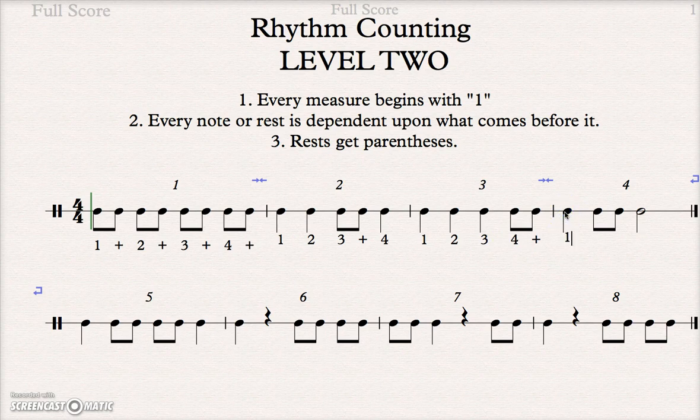Rule number 1 begins with 1. This is a quarter note. We get to go on to beat 2. This is an eighth note. We can't go on to beat 3 yet. So we call this the and of 2.